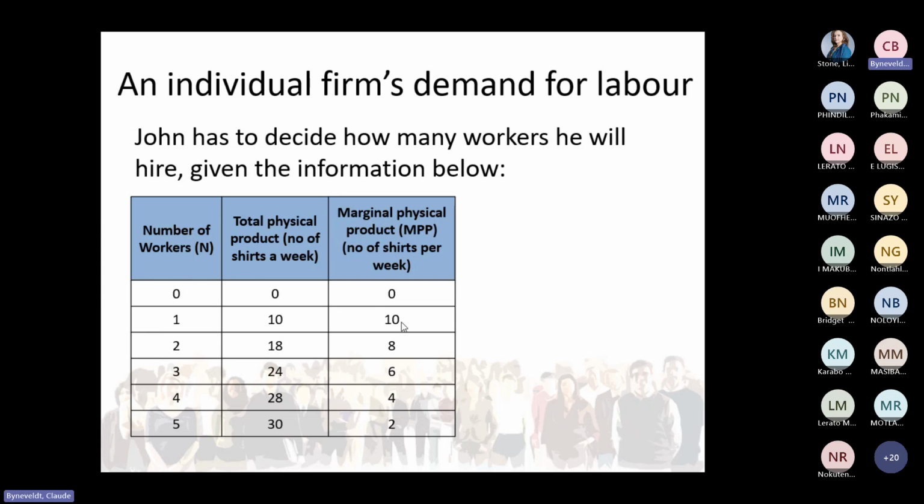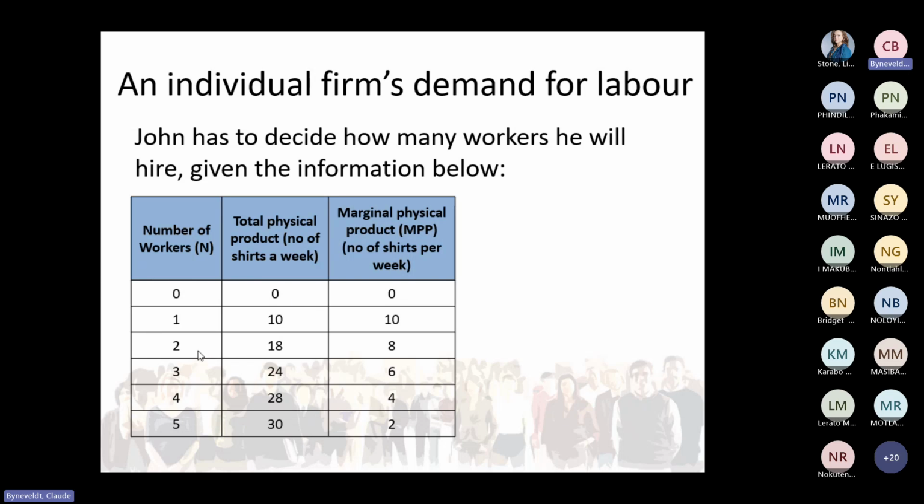Now, marginal means additional. So from 0 to 10 means that if you employ 1 additional worker, the total output will increase from 0 to 10. So the marginal physical product will then be 10, the difference between these 2 columns.